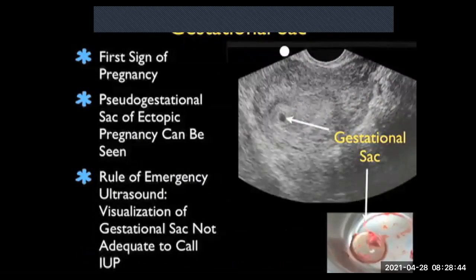Notice that it has a translucent membrane type appearance. Unfortunately, a gestational sac is not diagnostic of an intrauterine pregnancy, as a pseudogestational sac of ectopic pregnancy can be seen from hormonal stimulation. So as a general rule of emergency ultrasound, visualization of a gestational sac is not adequate to call an intrauterine pregnancy.